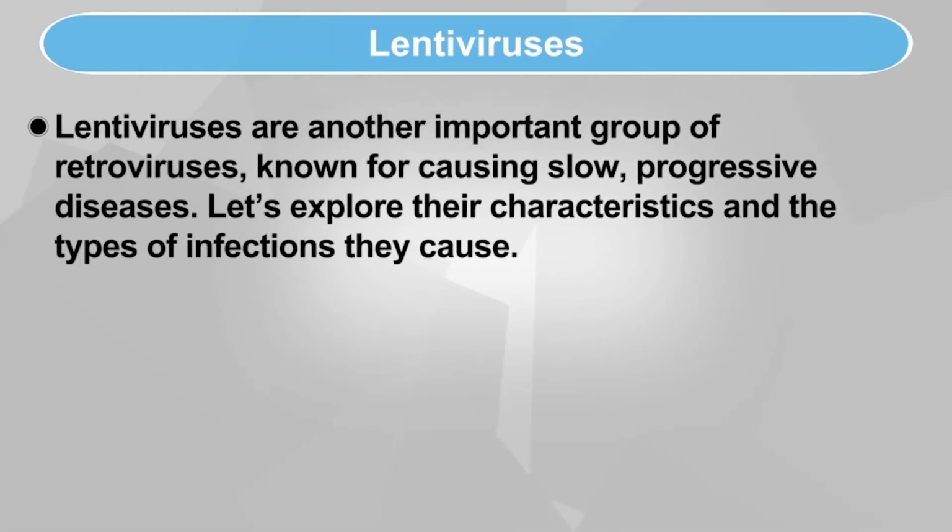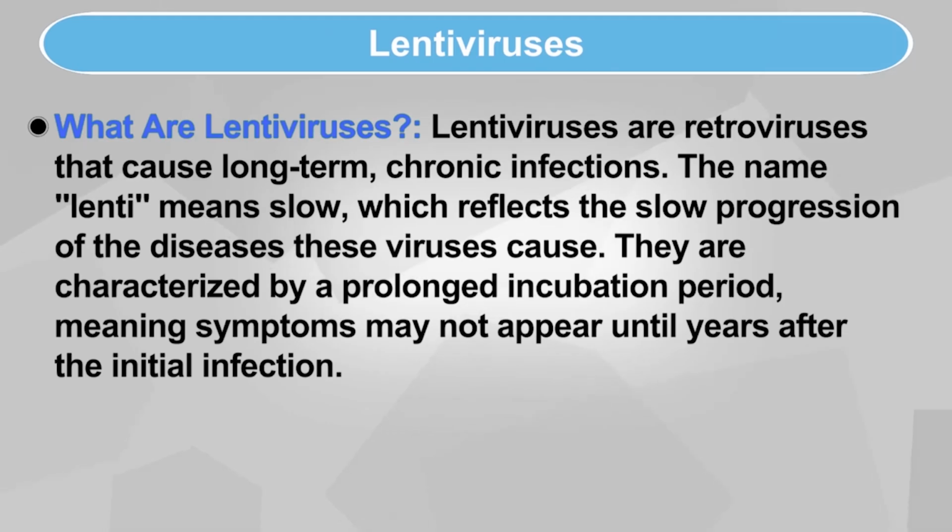The next category is lentiviruses. Lentiviruses are another important group of retroviruses known for causing slow progressive diseases. Let us explore the characteristics and types of infection they cause. Lentiviruses are retroviruses that cause very long-term and chronic infection. The name lenti means slow, which reflects the slow progression of disease these viruses can cause. They are characterized by a prolonged incubation period, meaning the symptoms may not appear until a year after the infection occurs. There are some examples.